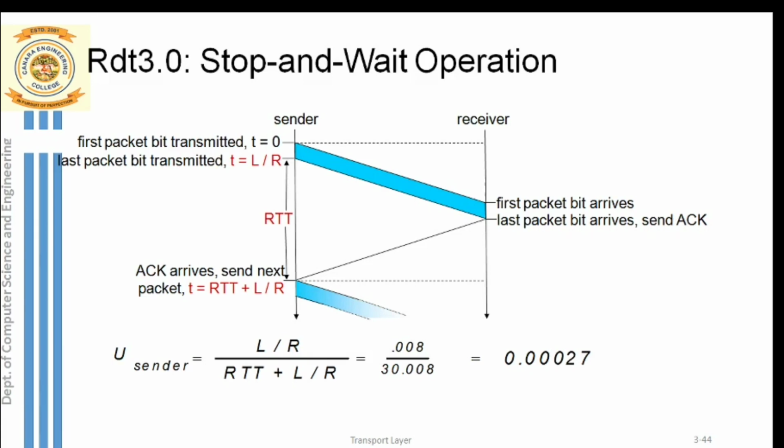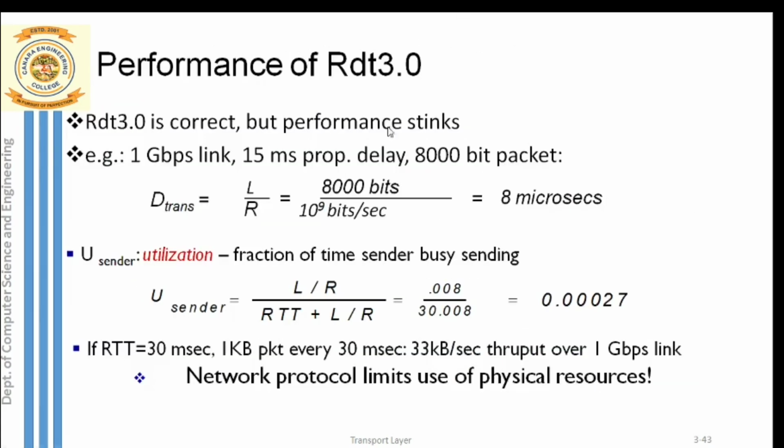So the total time taken by the data packet as well as the acknowledgement packet is 15 milliseconds plus 15 milliseconds, that is 30 milliseconds, from sender to receiver and back from receiver to sender. It is a total of 30 milliseconds of time that is spent. So 15 milliseconds is the propagation delay from sender to receiver, plus 15 milliseconds is the propagation delay from receiver back to the sender.